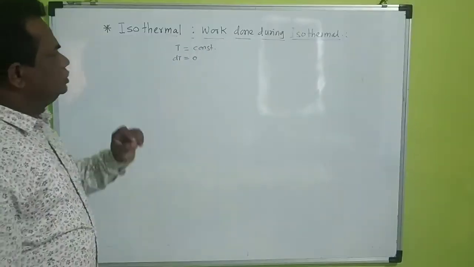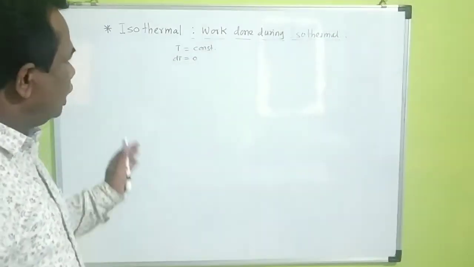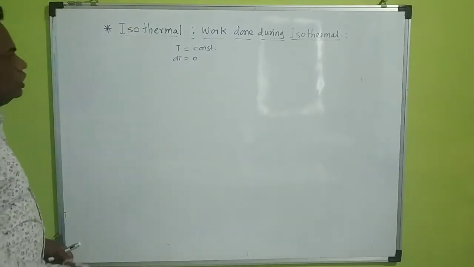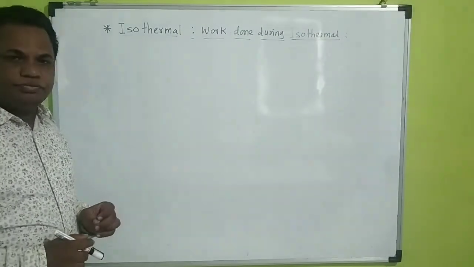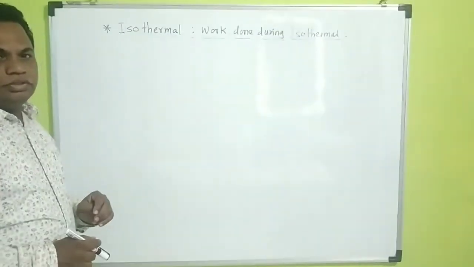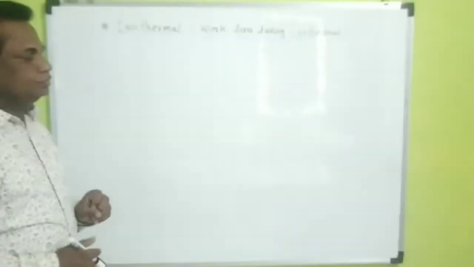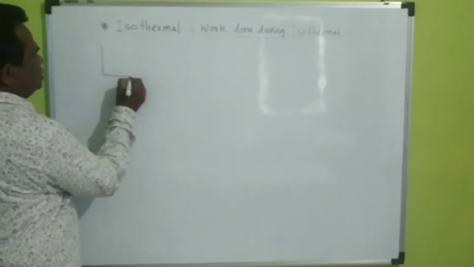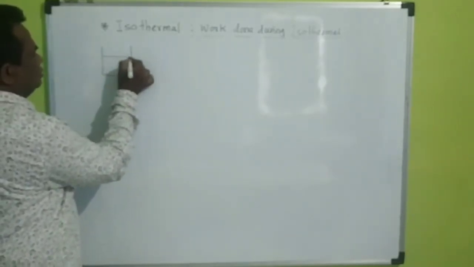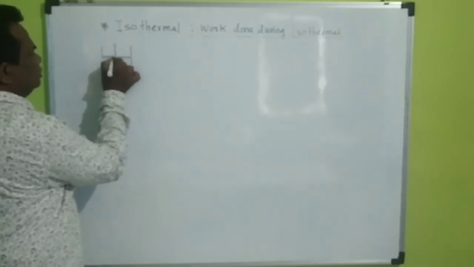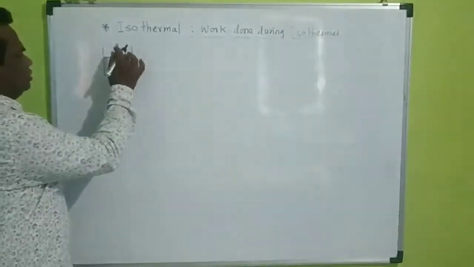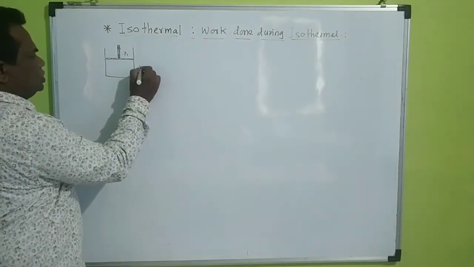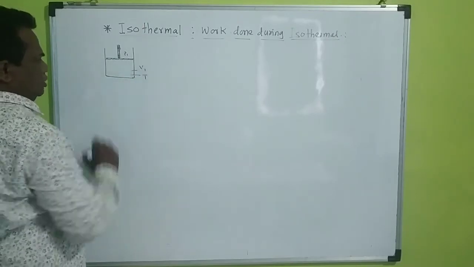So we can define first of all the isothermal process. Isothermal process is the process of change in thermodynamic state at constant temperature. That is called isothermal change. So for that, we have to consider first of all the simplest model, that is the gas filled in a cylinder with a frictionless piston. Suppose this pressure is P1, volume is V1, and temperature is T.